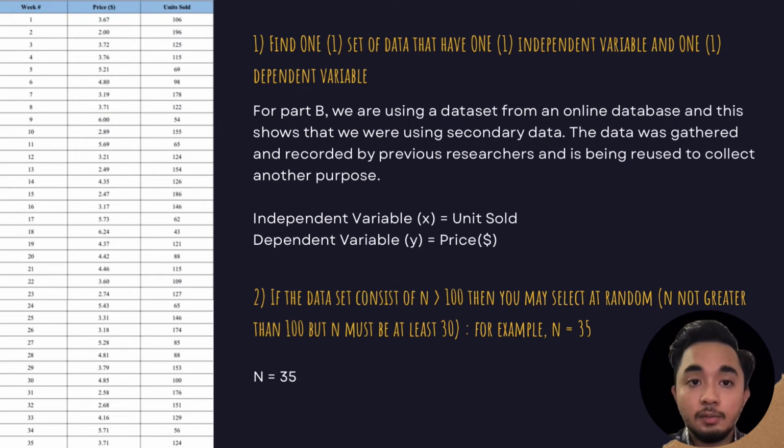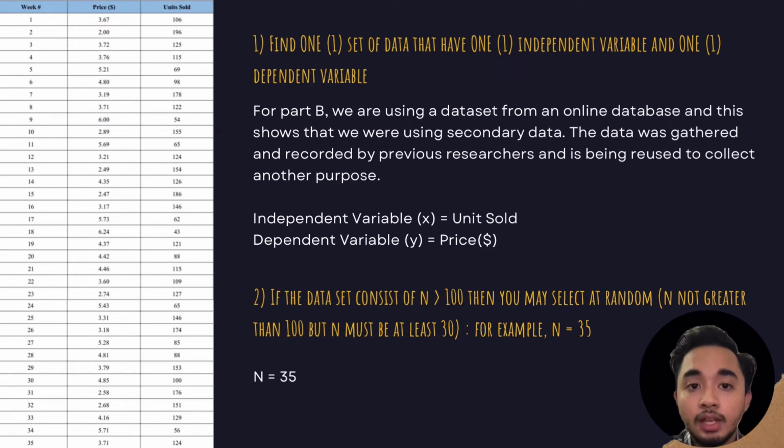My name is Zahaka Bezukifli and my matric number is H2OA1882. Today I'm going to talk about part B, question 1. Find a set of data that have one independent variable and one dependent variable. We are using a dataset from an online database and it shows that we are using secondary data. The data was gathered by a previous researcher and being reused for another purpose. The independent variable from this data is unit sold and the dependent variable from this data is price.